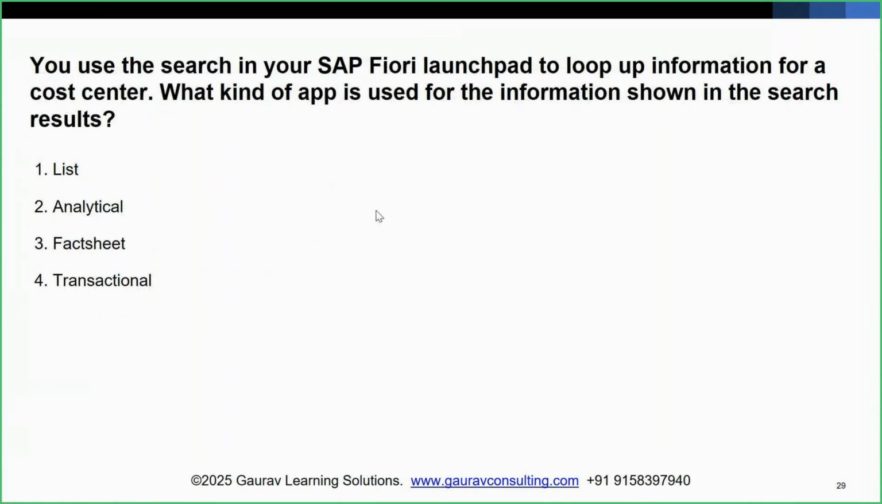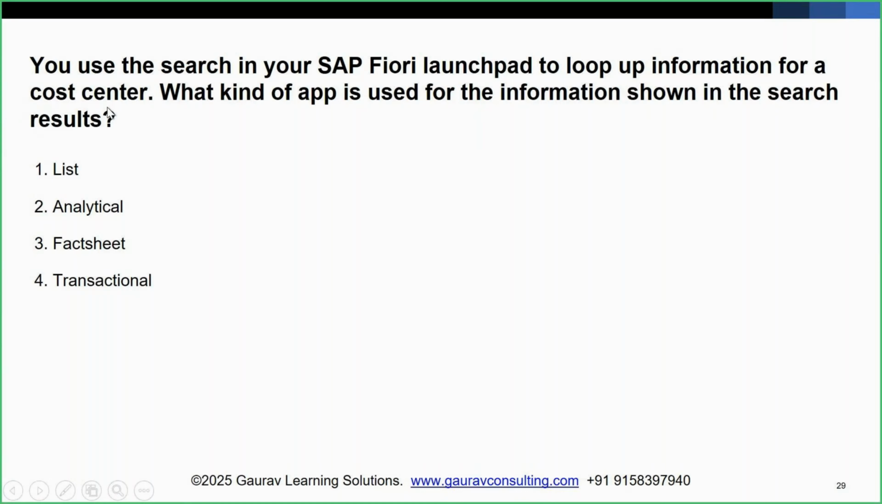You use the search in your Fiori Launchpad to look up information for a cost center, right? So you are trying to find more information on a particular cost center. I want to know everything about a particular cost center. If you want to search for the information related to the particular cost center, then what kind of app are you going to use in order to see the information of a particular cost center? Okay, I can see a lot of wrong answers. There is only one or two right answers I can see.